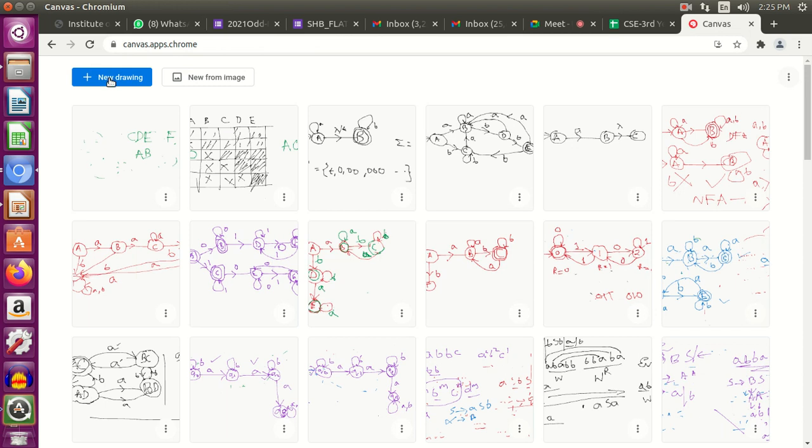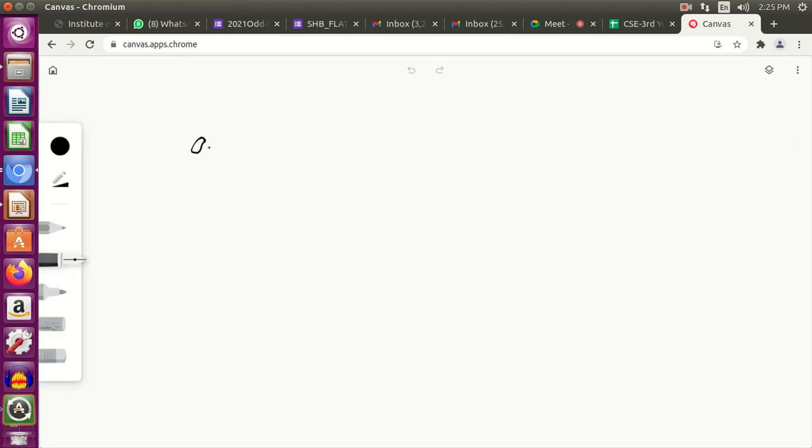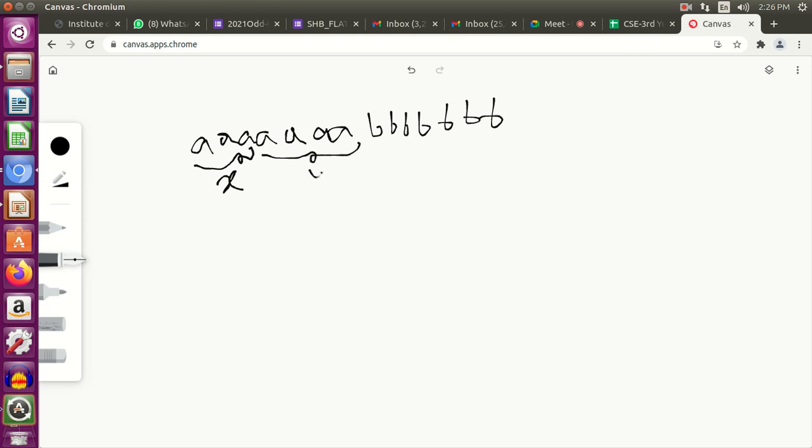Let me go to the canvas, it will be more clear to you. So as I was saying, suppose I have 7 a's, 1 2 3 4 5 6 7, and 7 b's, 1 2 3 4 5 6 and 7 b's. So this is my string. Now since I'm dividing into x, y and z, I can assume that x consists of these three a's, and then I have my y which consists of these 4 a's, and then I have this part as z. Now this can be one case.